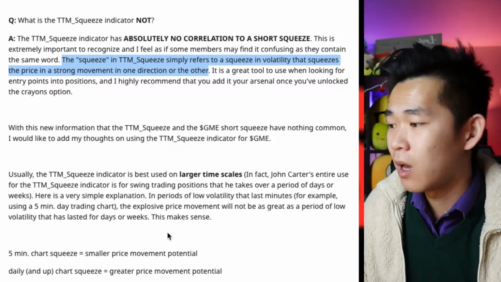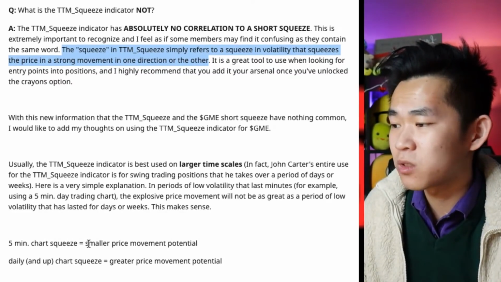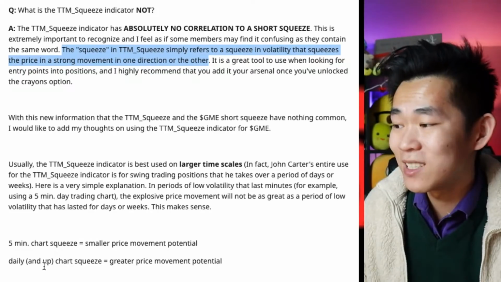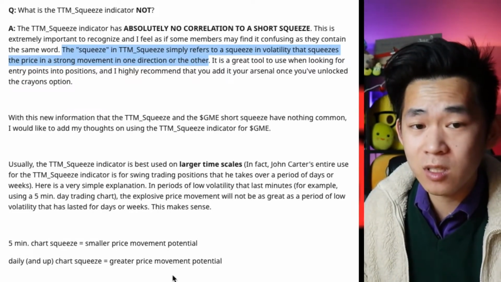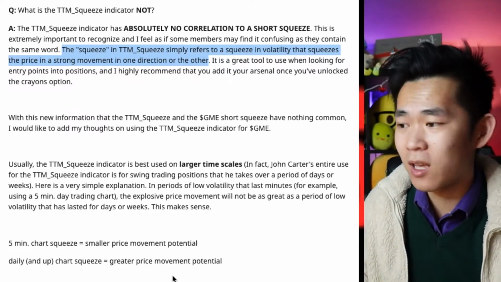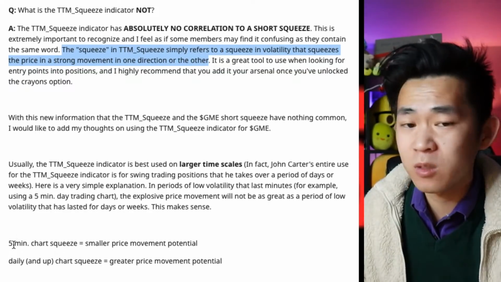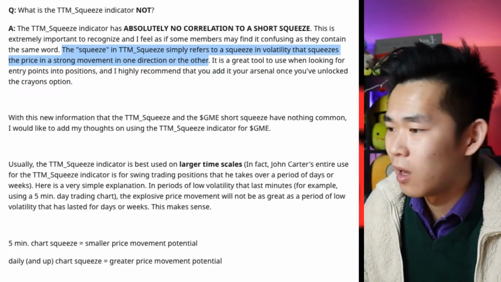This makes sense. A 5-minute chart squeeze equals smaller price movement potential. A daily and up chart squeeze equals greater price movement potential. This is just talking about the range at which you are looking at the chart itself. So daily, 5 minutes, the smaller the increment, the more granular the data looks. What's up, Rich Bulldog? Thank you.